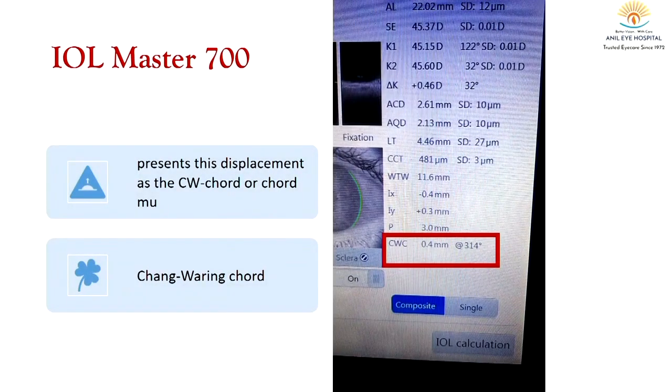The IOLMaster 700 uses the CWC, as I have highlighted. That is the Chang-Waring chord. That gives a measurement like 0.4 millimeters at a particular angle, like here it is 314 degrees.